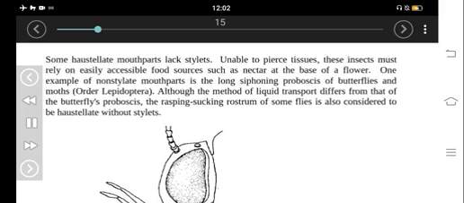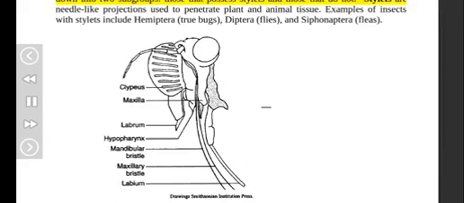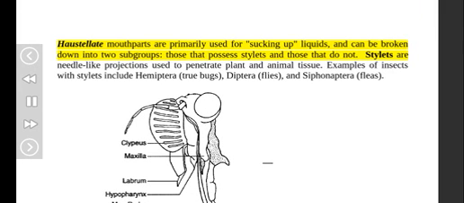Haustellate mouthparts are primarily used for sucking up liquids, and can be broken down into 2 subgroups, those that possess stylets and those that do not. Stylets are needle-like projections used to penetrate plant and animal tissue. Examples of insects with stylets include Hemiptera, true bugs, Diptera, flies, and Siphonaptera, fleas.